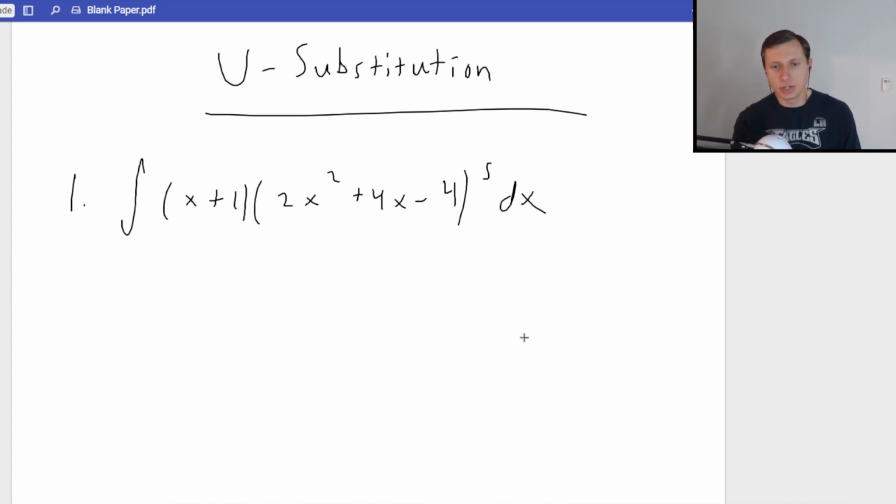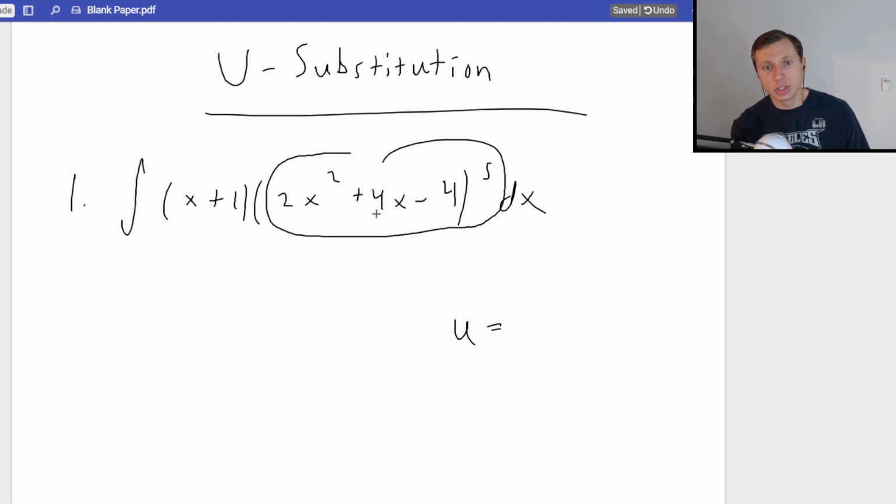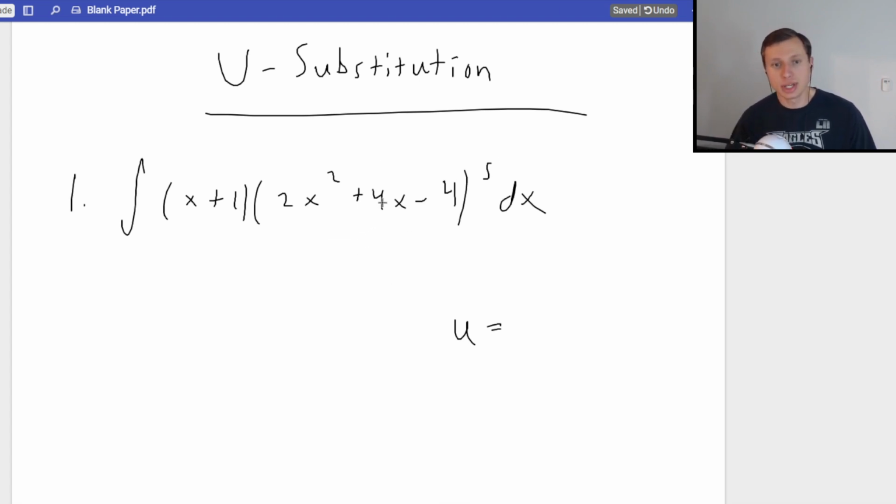The first thing I need to do is pick my U. I'm going to follow the Goldilocks Principle, which is a made-up thing I talk about, which pretty much says I choose the U to be the thing in the middle. I don't choose the thing that's too short, which would be x plus 1. I don't choose the thing that's too long, which would be 2x squared plus 4x minus 4, all raised to the 5th power. I'm going to choose the thing that's just right. It's the thing in the middle, this 2x squared plus 4x minus 4. This is the right U for the U substitution.